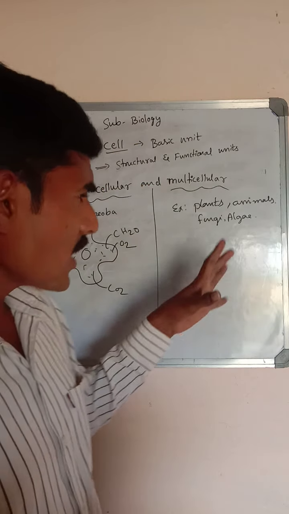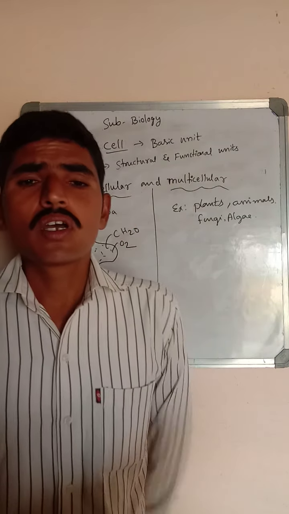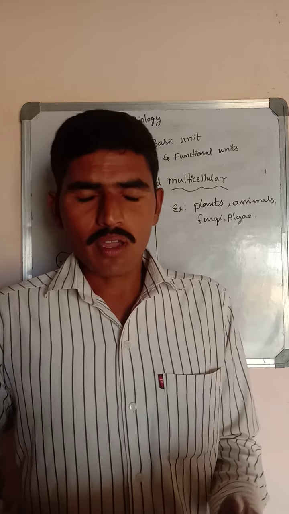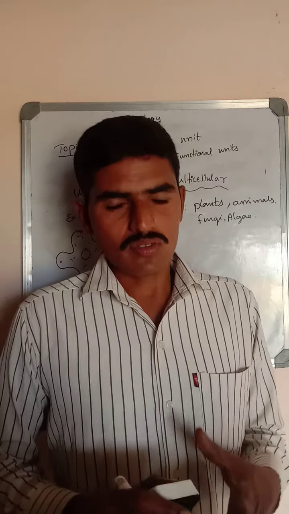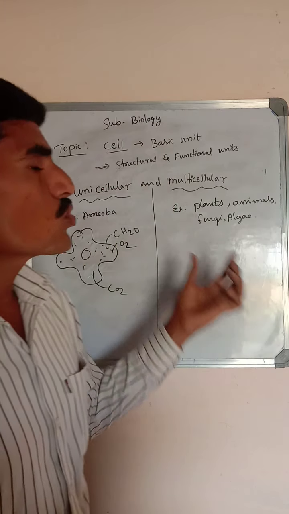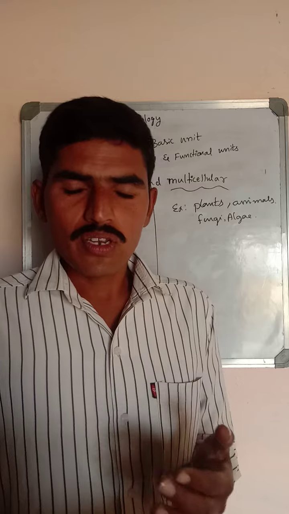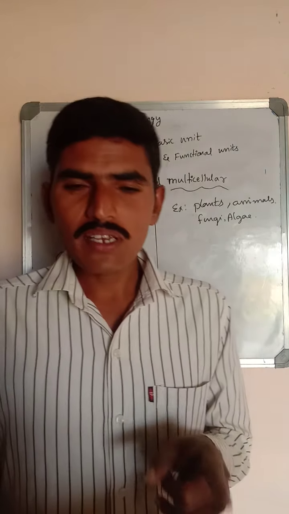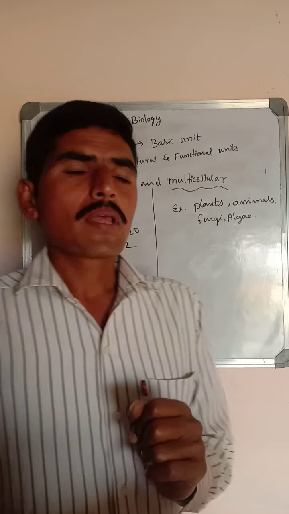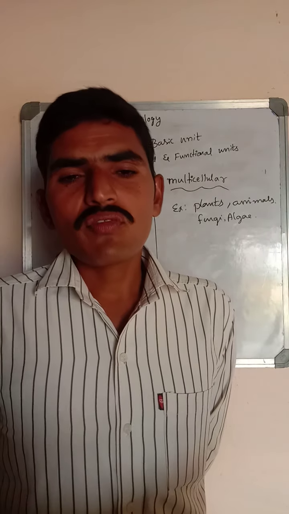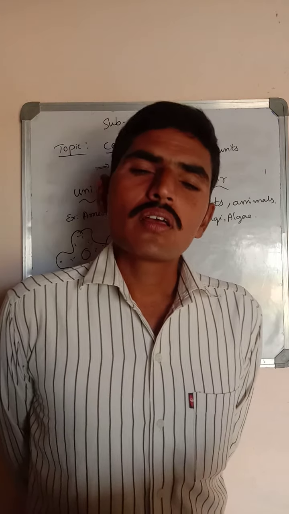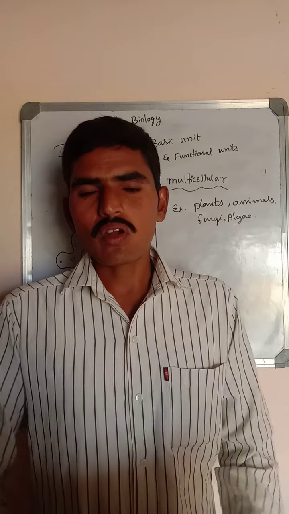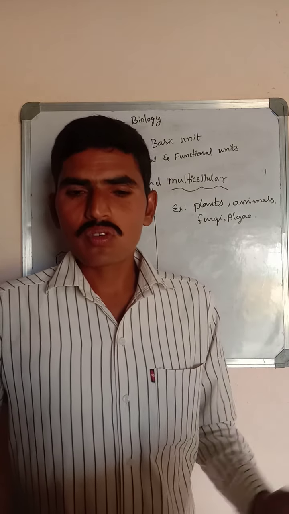Now these multicellular organisms will do all the life processes and activities in us. So cell is a basic unit of our life, the structural and functional unit of our life, and cells are of two types mainly, prokaryotes and eukaryotes. Then based on the number of cells present in our body, all the organisms are divided into unicellular organisms and multicellular organisms. I hope you all understood this topic.